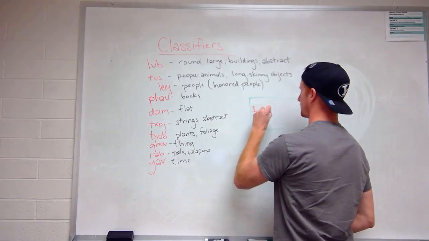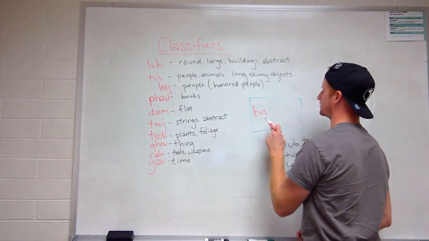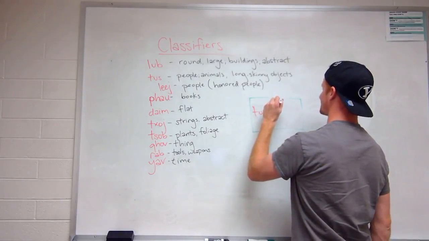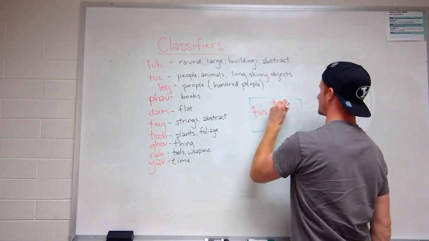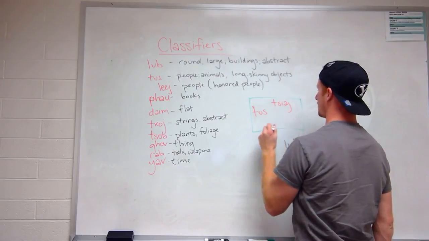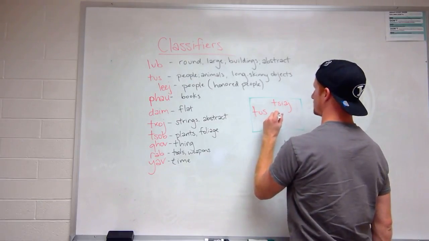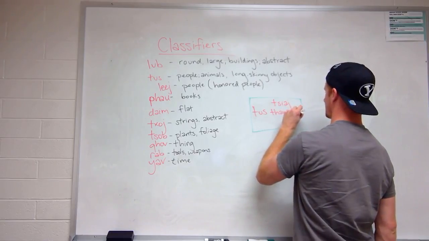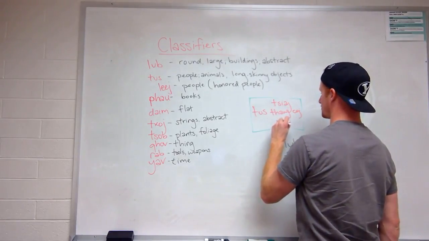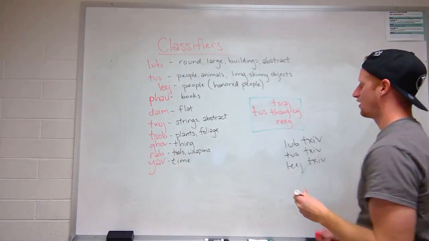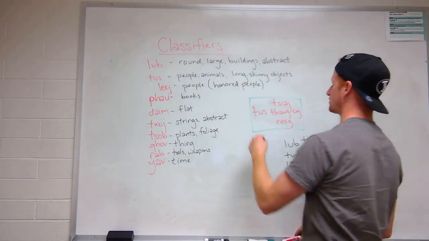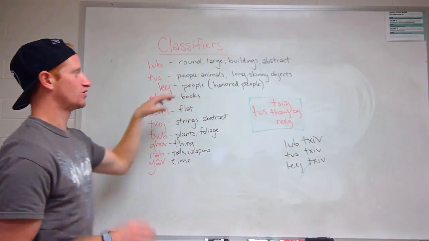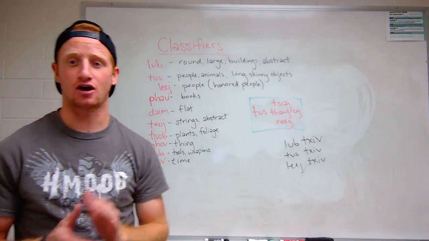So we got du as a classifier, that's T-U-S. And then we've got du jia, which is just an animal. Du to yao. I don't know why all these start with T, sorry. We got the name, which is just a person. So du is for people or animals or long skinny objects.